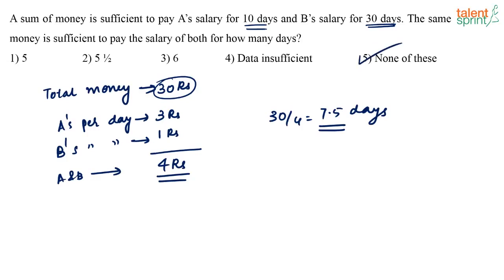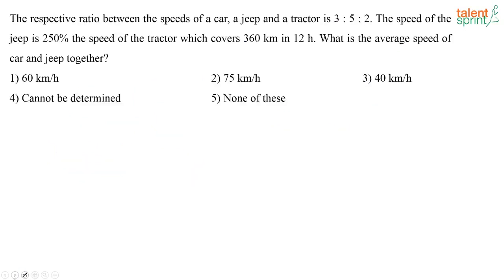Very easy question, right? Just put in some values and you will get the answer fast. Just choose a number which is divisible by 10 and 30, or take the LCM of 10 and 30 as the total money. See how much A gets in a day, see how much B gets in a day, and put together how much they will get in a day. So if we are paying for both of them in a day, how many days will the money last? Answer will be none of these.